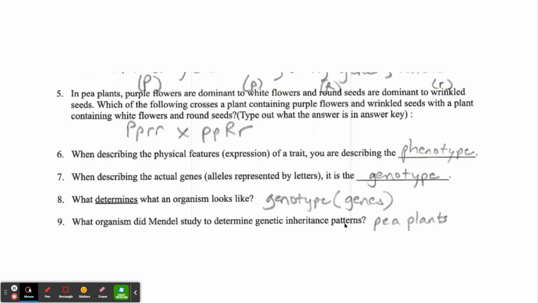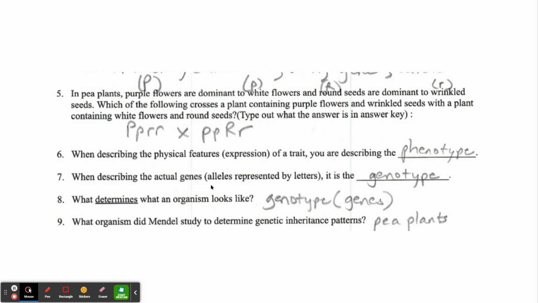In pea plants, purple flowers are dominant to white flowers, and round seeds are dominant to wrinkled seeds. Which of the following crosses a plant containing purple flowers and wrinkled seeds with a plant containing white flowers and round seeds? So now we're looking at what parents there would be. Homozygous, heterozygous here, and homozygous: capital P, little r is one parent, crossing with little p, capital R, little r.